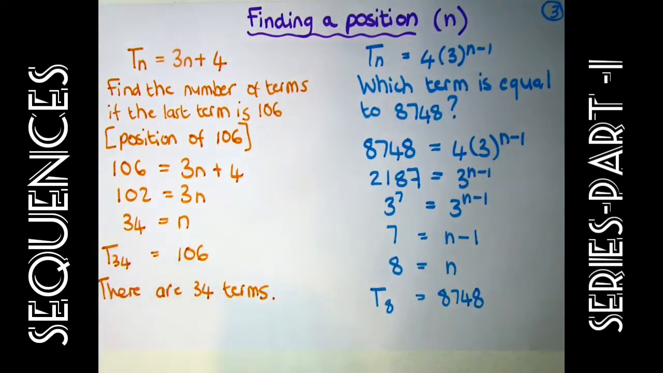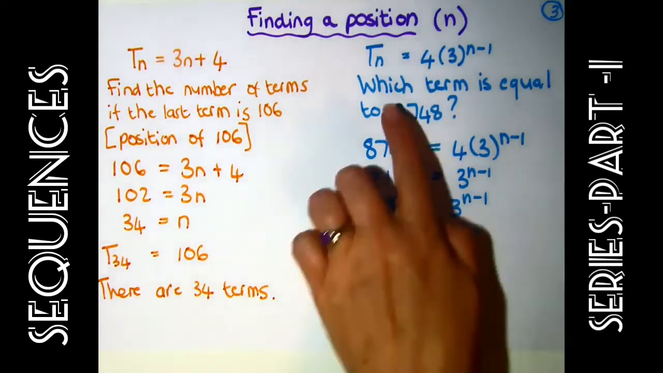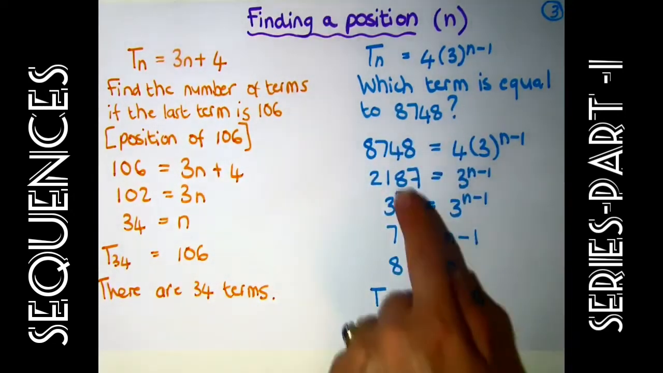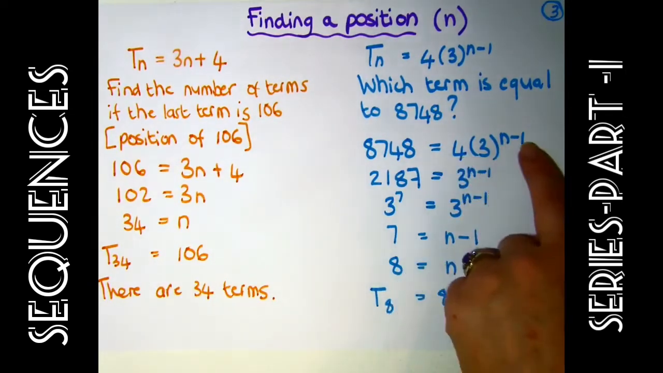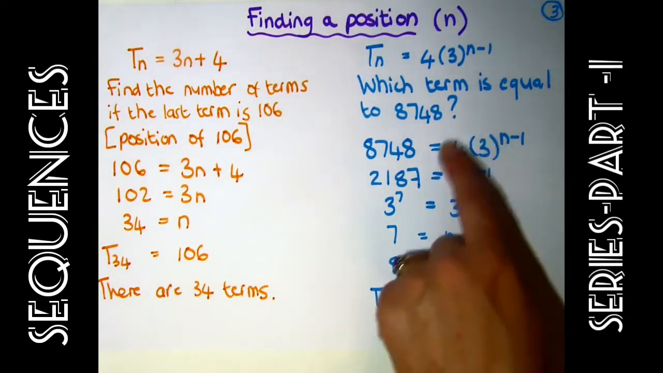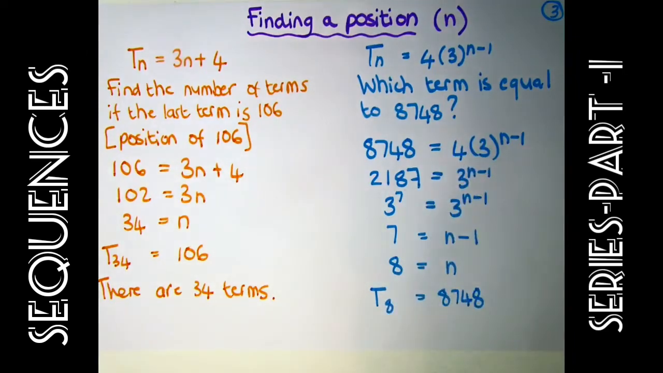When it comes to the geometric ones, we're going to have to solve exponential equations. So that is an old skill we're going to have to bring back. They ask which term is equal to a number, and we've got to solve this equation. A reminder that when you have 4 times 3 to the n-1, you have to get rid of the 4 first before you go and put things in prime factors. And when you do, you can use the calculator using the factor button on the shift function.